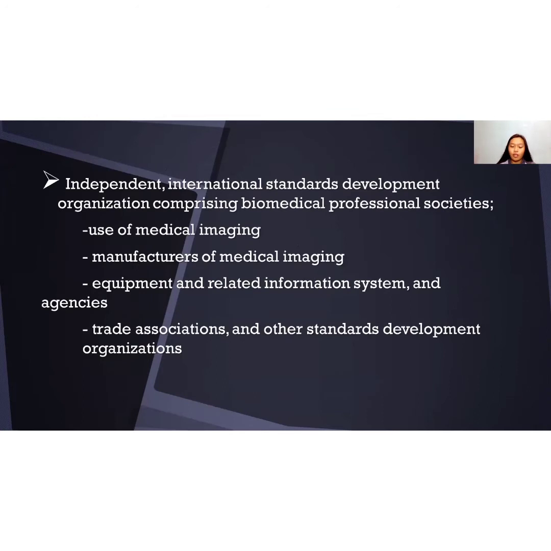The DICOM Standards Committee is an independent international standard development organization comprising biomedical professional societies whose specialties include the use of medical imaging, manufacturers of medical imaging equipment and related information systems, and government agencies, trade associations, and other standards development organizations with an interest in standardization of medical imaging information and related data.